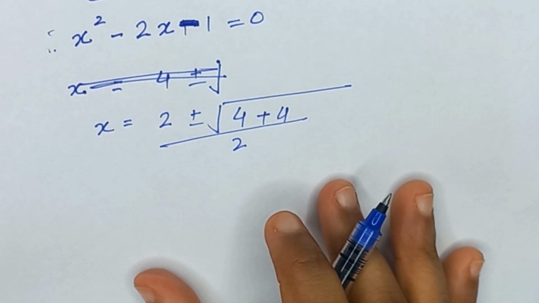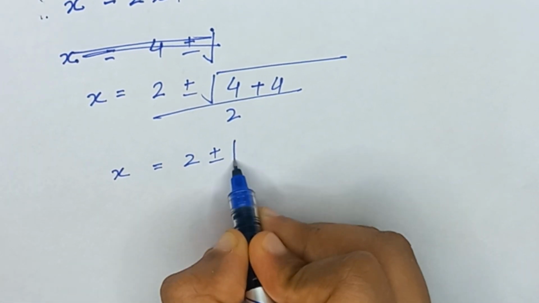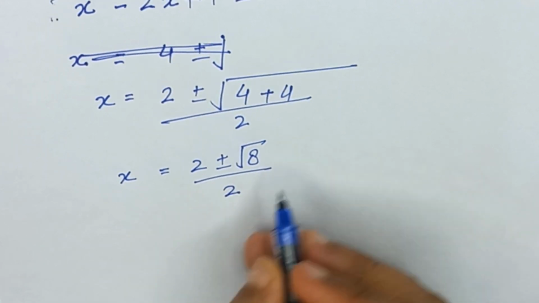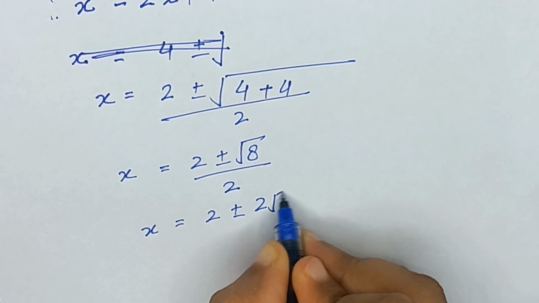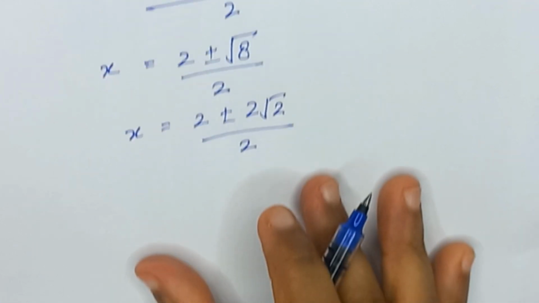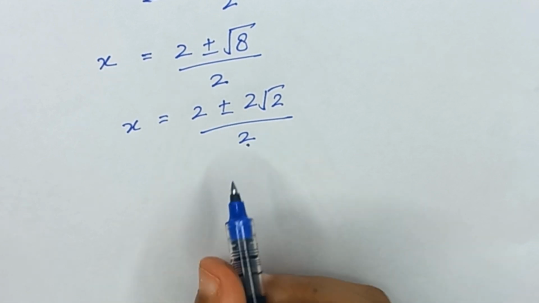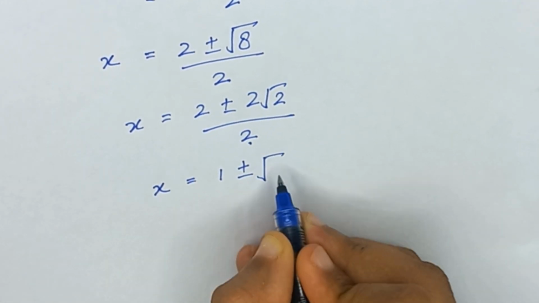So from here it will be x is equal to 2 plus minus square root of 8 divided by 2, and square root of 8 is the same as 2 square root of 2, divided by 2. Now from these two terms we have 2 in common. When I take 2 common, then this 2 and 2 will cancel out and x will be equal to 1 plus minus square root of 2.